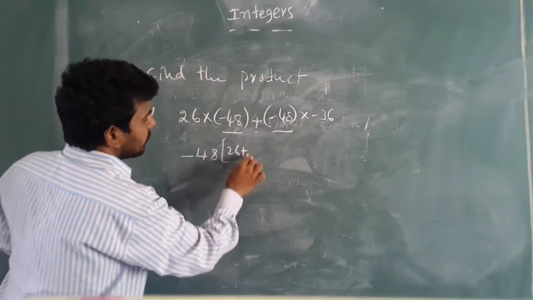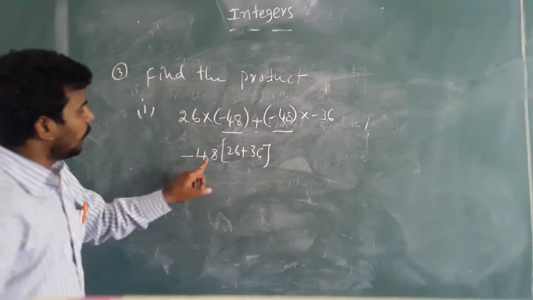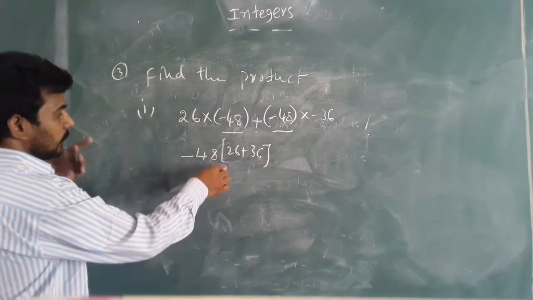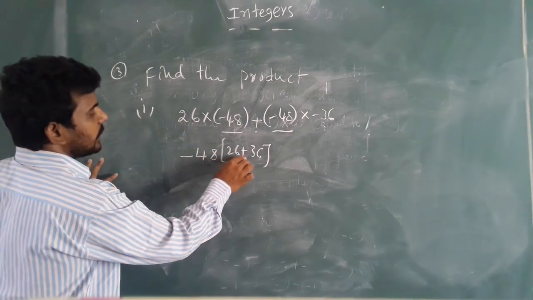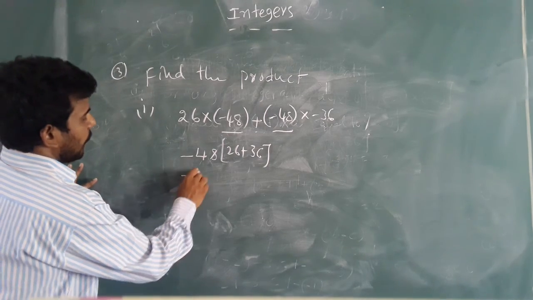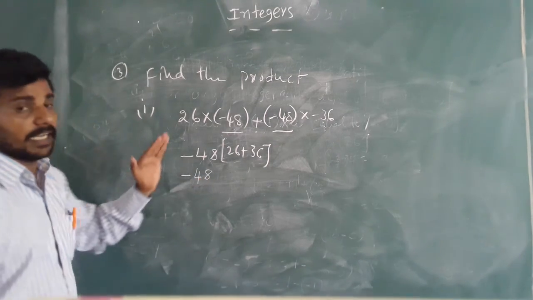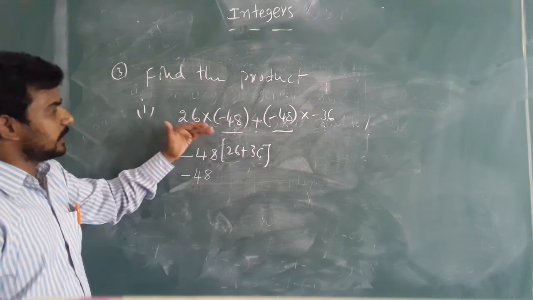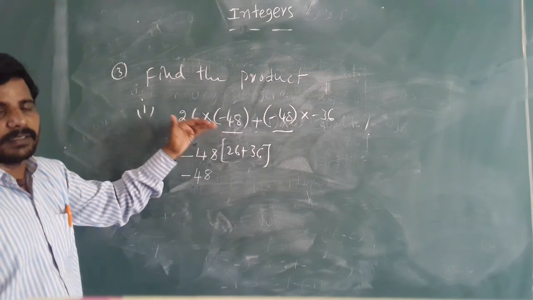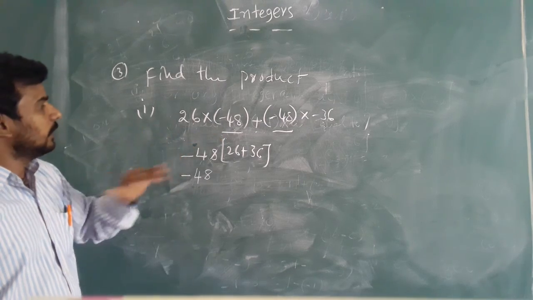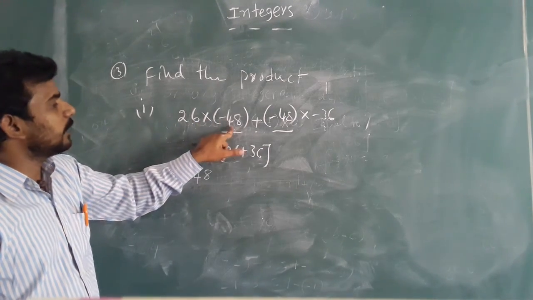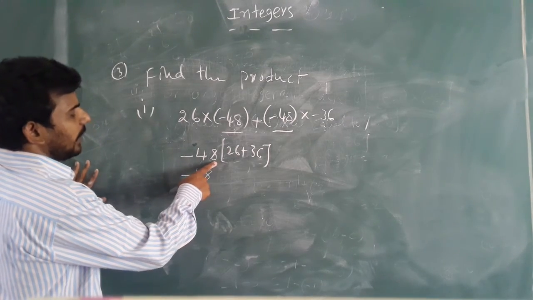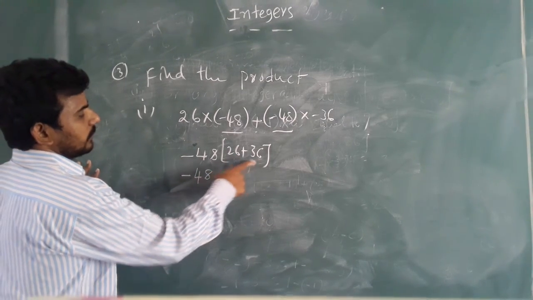Plus what is this? 36. So this is the A value, A times (B plus C), so minus 48 times (26 plus 36). Sorry, this is the distributive property, not the associative property, children. So A into B plus A into C. That's right. Minus 48 of 26 plus 36.